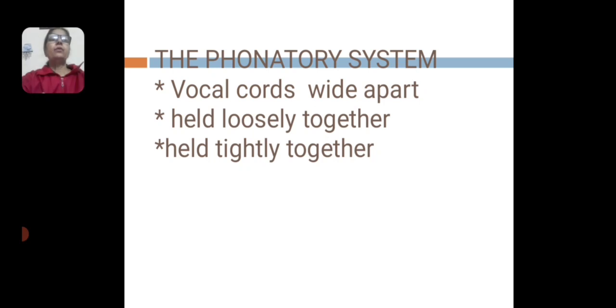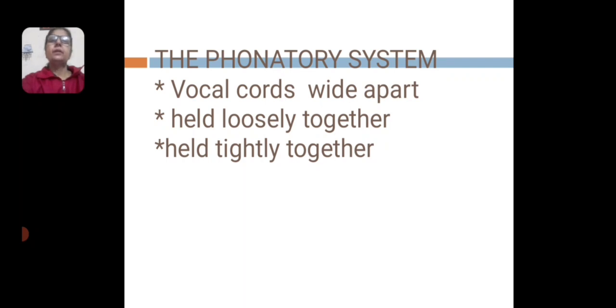Phonatory system contains vocal cords. It depends on the position of vocal cords. Vocal cords have 3 positions: first, they are wide apart; second, they are held loosely together; and third, they are held tightly together. In the first position, when they are wide apart, air enters and does not touch them. No obstruction of air is there, so air passes very smoothly, and voiceless sounds are produced.